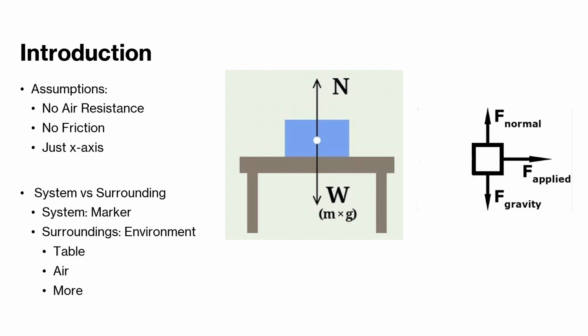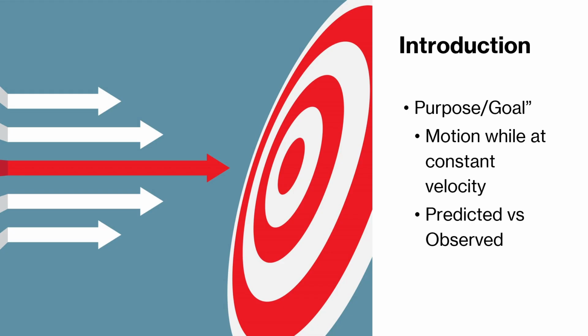After providing an initial force to get the marker rolling, when the marker is in the process of rolling, the force due to gravity and the normal force should cancel each other out as demonstrated in these images. This means that there's no net force and that velocity will be constant. Additionally, the system in this case is the marker and the surroundings are the environment, which includes the table, air, and more.